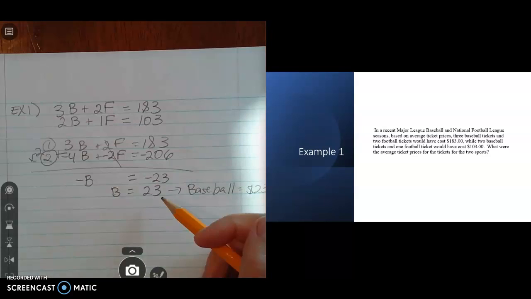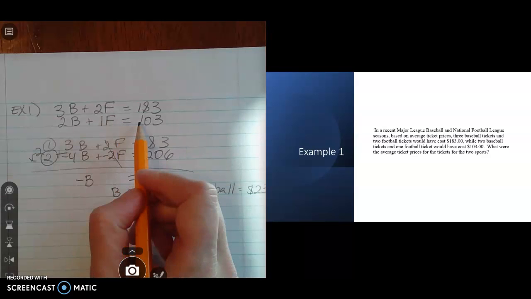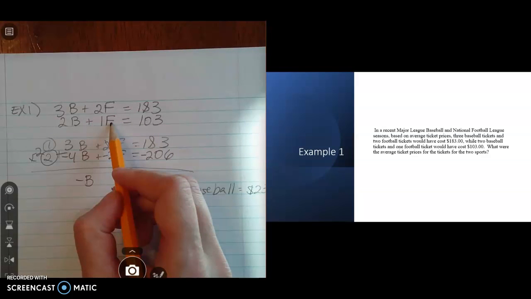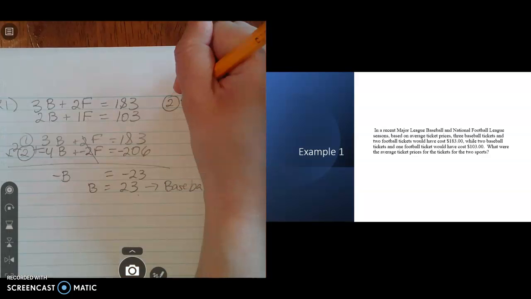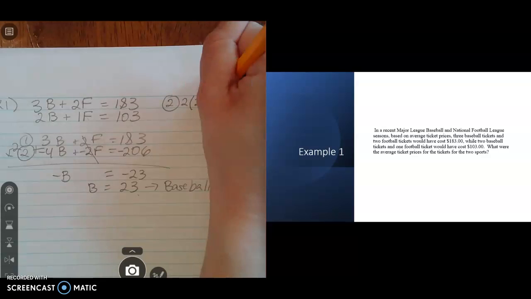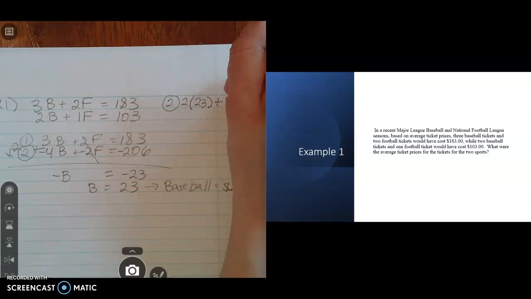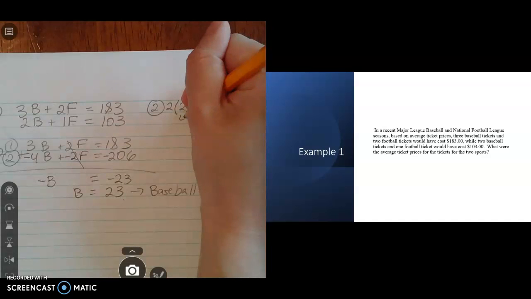If I want to solve for the football tickets, I'll just use one of my equations. How about the second one? It looks nice. So I'll do 2 times my baseball ticket price, so 2 times 23, plus 1F, which is just F, equals 103. 2 times 23 is 46.